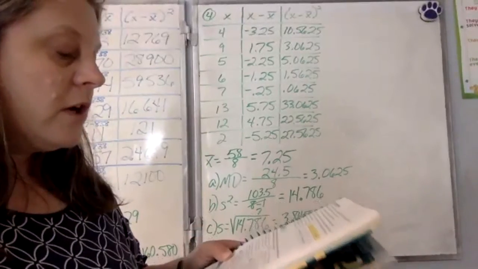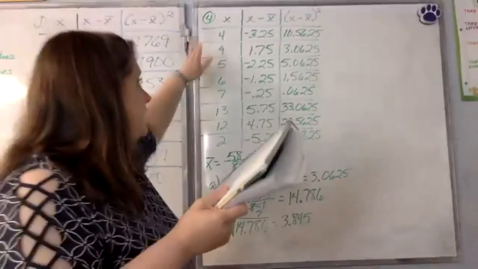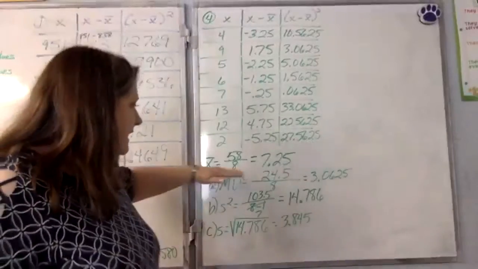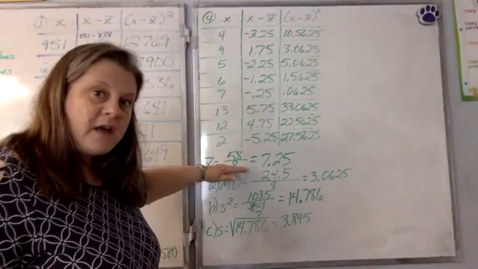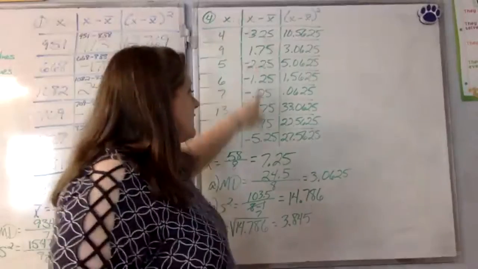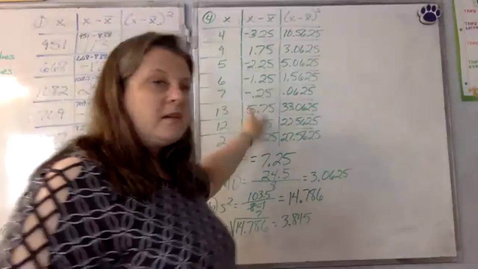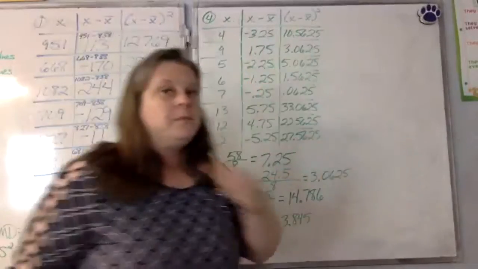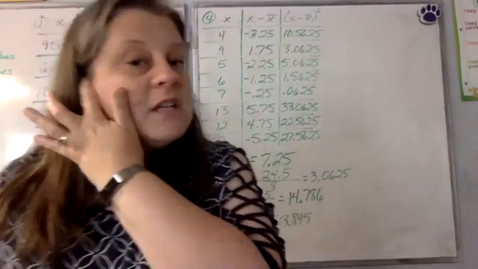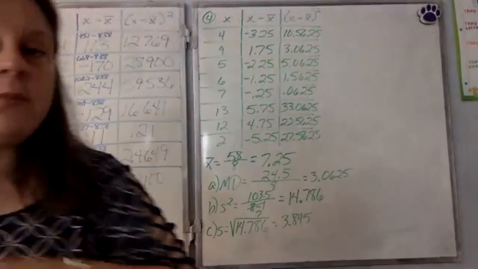Okay, so you're going to set up your table. You're going to have your X values. You have to find the mean, the average of the X values, subtract to get this column, and then square the answers in this column to get that one. So I would like for you to at least try to start and get your table set up for number 5.